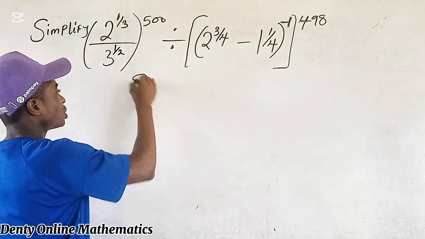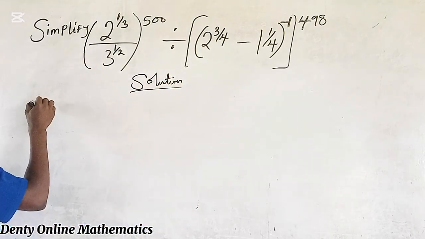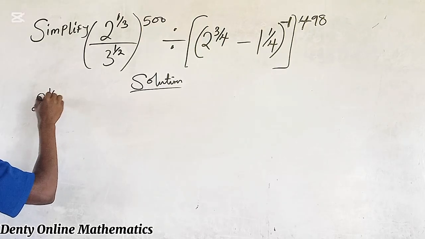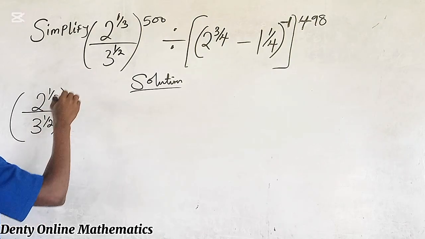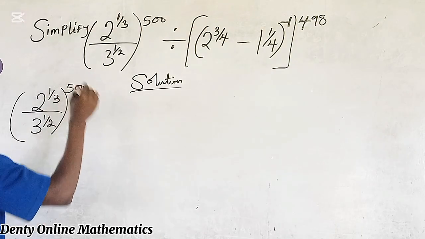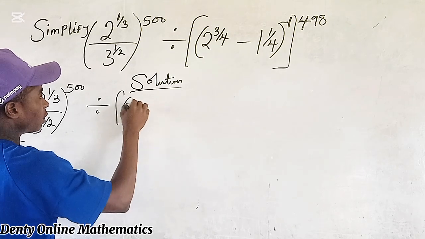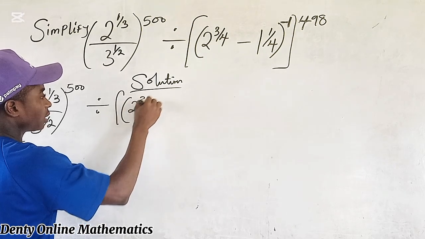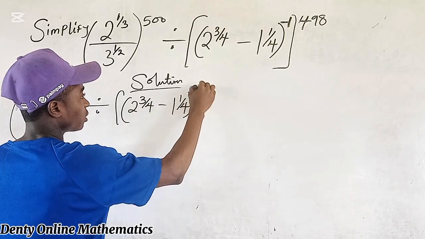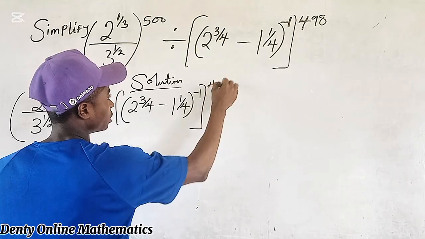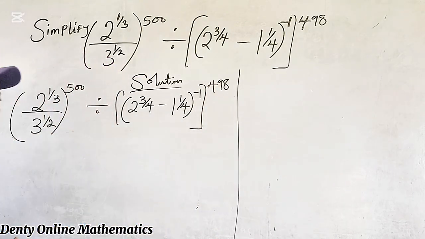Now, here's the solution to this problem. We have to simplify 2 whole number 1 over 3 divided by 3 whole number 1 over 2, all of this raised to the power of 500, divided by 2 number 3 over 4 minus 1 over 1 over 4, raised to the power of minus 1, or raised to the power of 498. Now this is very easy.